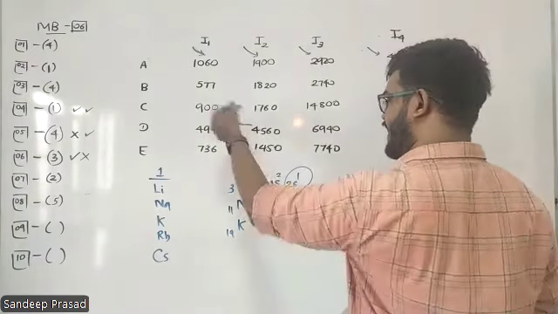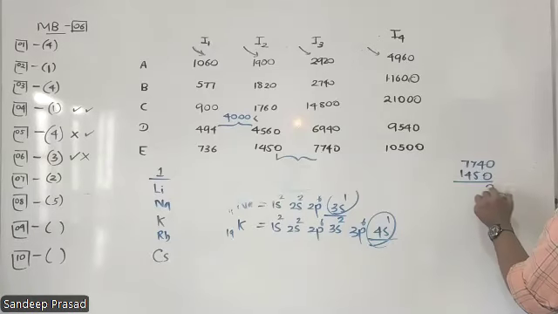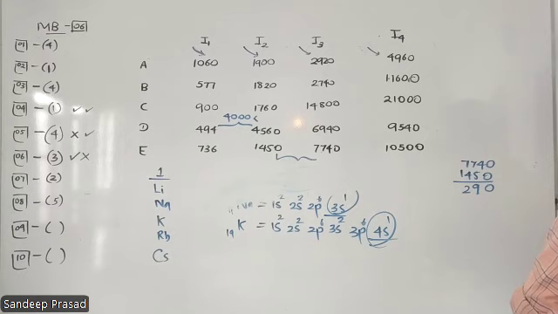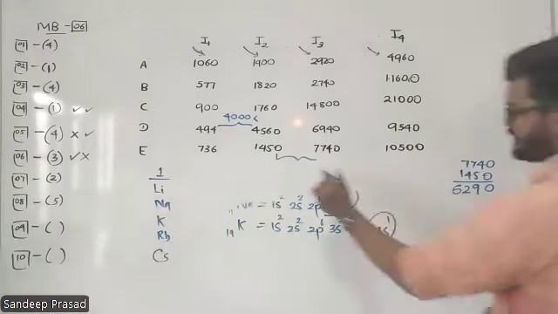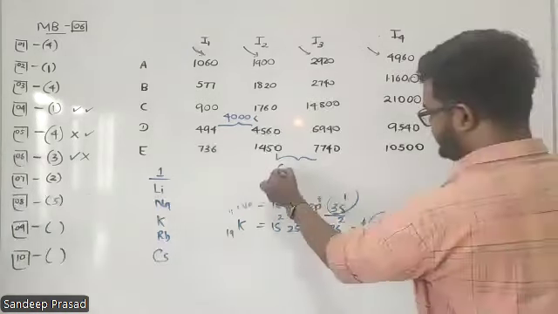Let me calculate that value. 7,740, 1,450, 9, 2 here, and 6. Okay, 6,290.